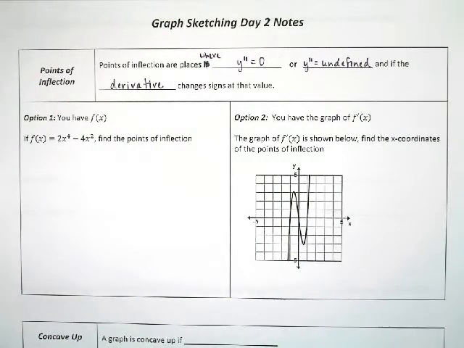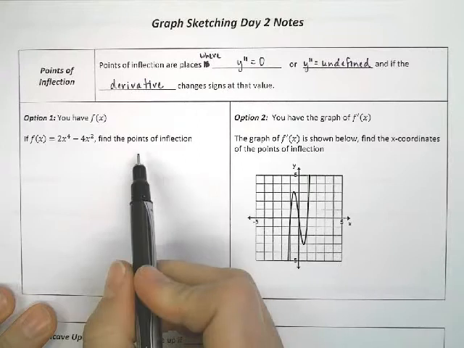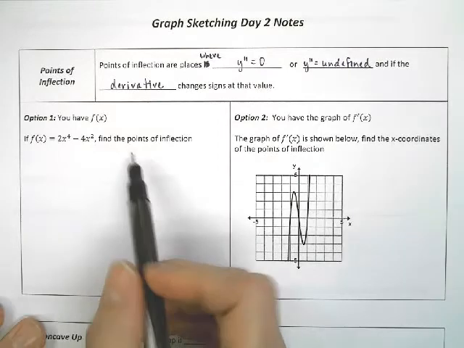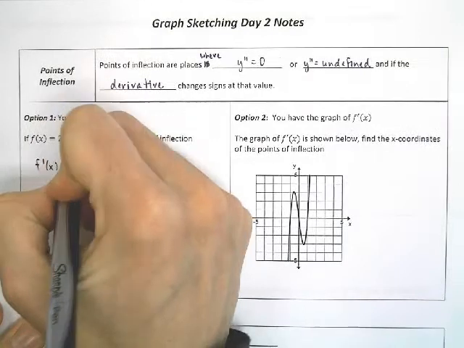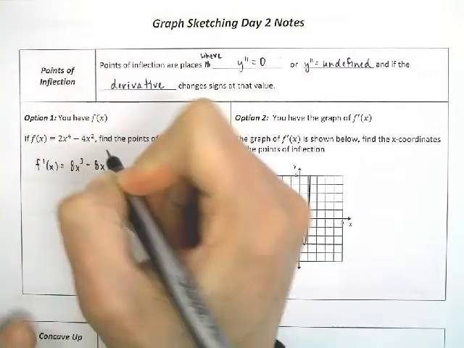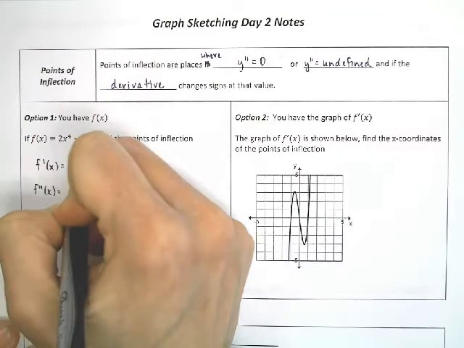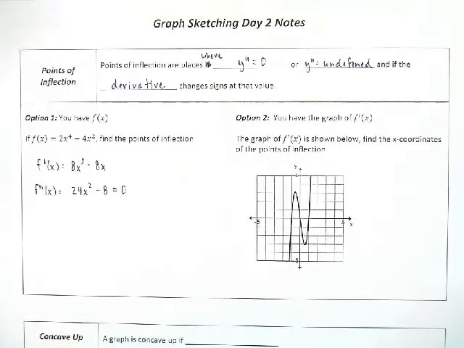So now, there's really two ways that this question could be posed. Option one is if they give you f of x, so the actual function. So here we have a function f of x. It probably looks familiar by now. And we're going to be finding the points of inflection. So here we go. I know if I'm finding points of inflection, I need to get down to that second derivative. So here's my first, 8x cubed minus 8x. And then my second derivative is going to be 24x squared minus 8. And I'm going to look for where that's equal to 0.